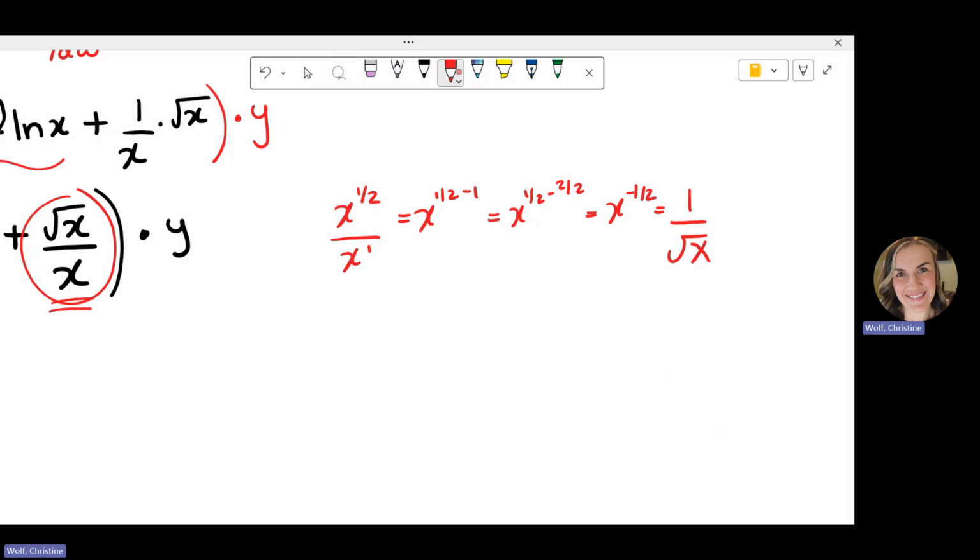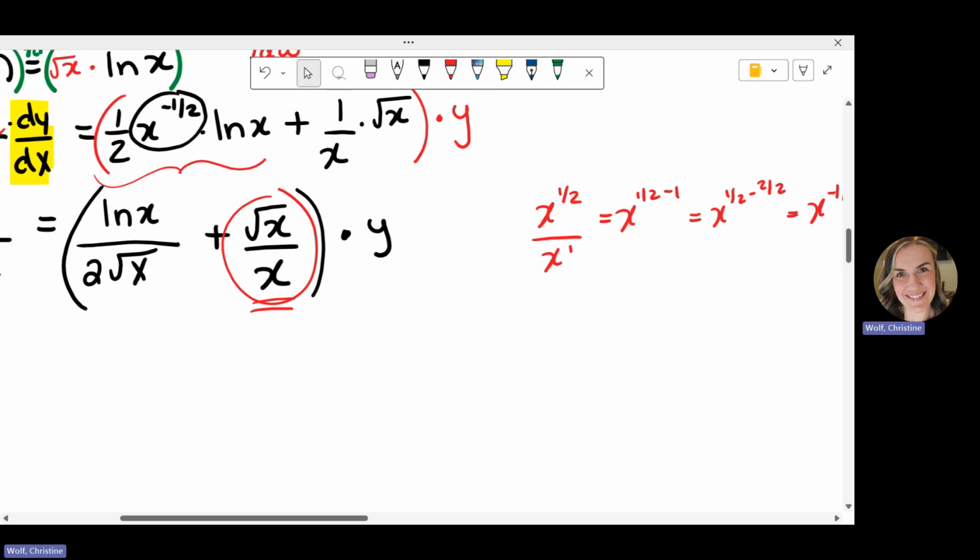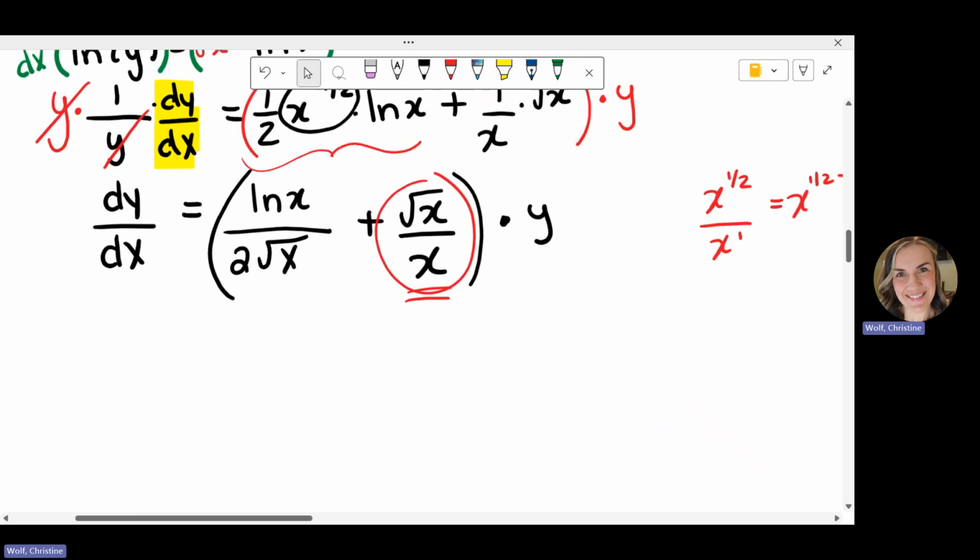Okay, so this simplifies to that, and that is what Mr. P will always have in his solutions. By all means, you can keep it like this, I'm cool with that. But if you see that guy, that's why he just simplified it down. Now what we do next is actually very easy. We do not have to distribute the y in. This is the final step.